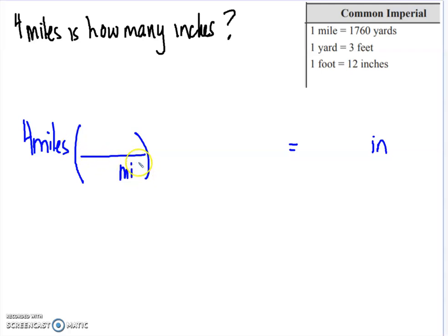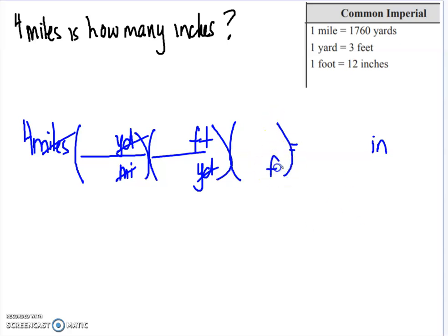And since I want to cancel out miles and end up with yards, and then we can then go from yards to feet to cancel out yards, and then we can go from feet to inches. So you see everything cancels out and we result in inches. So now we just need to write in the appropriate values. So 3 feet is 1 yard and 1 foot is 12 inches.